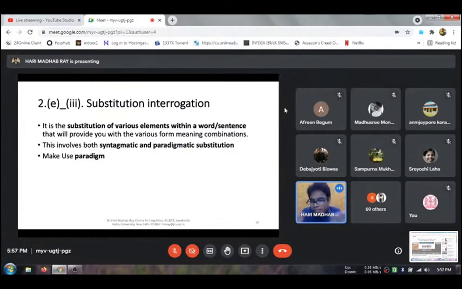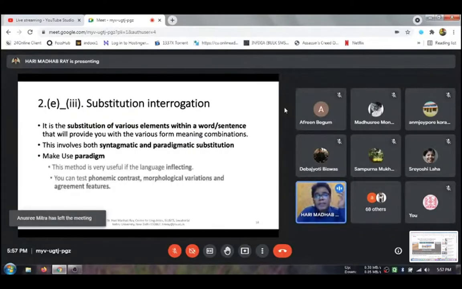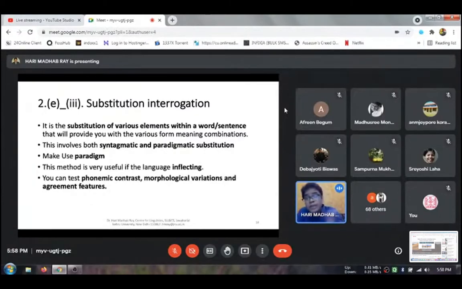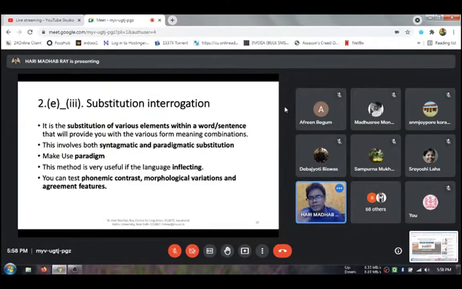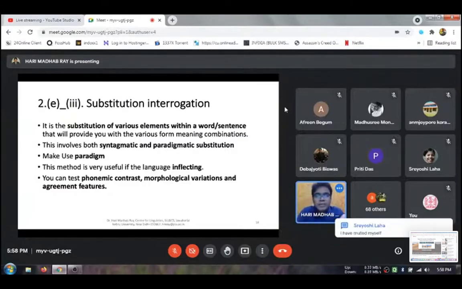So the whole thing, especially in syntax, we talked about different kinds of tests also. So the paradigm: people who are working especially on inflection, also on phonemic contrast, can use this substitution interrogation, morphological variations, agreement features also. I cannot tell you the exact details of all this because I have to talk about many other things. Otherwise, I would have given you examples of phonemic contrast, morphological variations, and agreement features. How do we substitute? Let's say in phonemic contrast, something like pul and bul. You substitute pa with ba, and both the words have meaning in that language. Okay, so that is phonemic contrast by using substitution interrogation techniques.